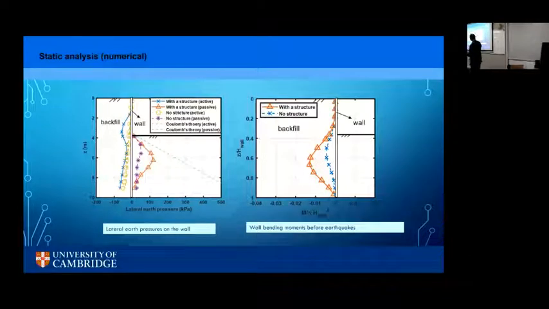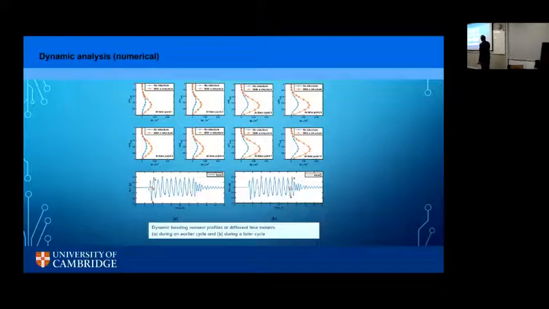What about the bending moments? Again, just from numerical modeling, we can see what was the case of the bending moment in the wall when there is no structure, which is the blue line, and when we put the structure, we get much bigger bending moments. And the same thing is also true for the earth pressures. And we can put active and passive limits on that to see how much earth pressure is mobilized. Okay. So when we apply the earthquake, we can also see what's going on cycle by cycle.